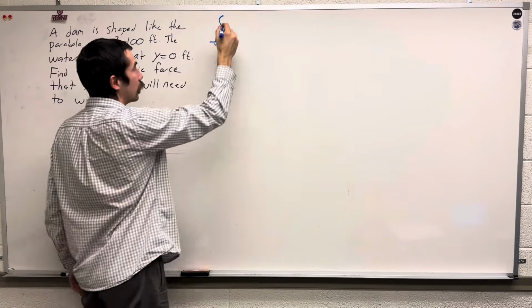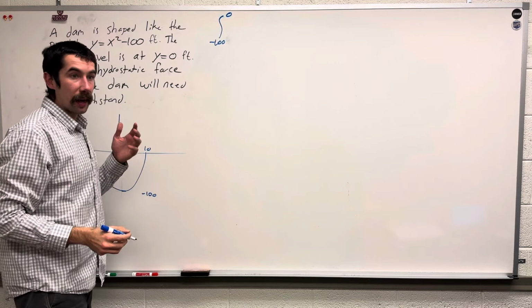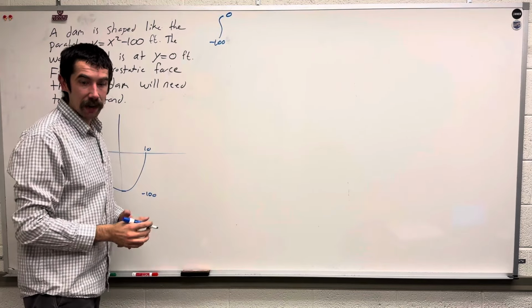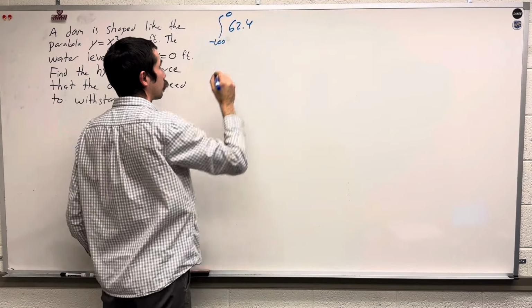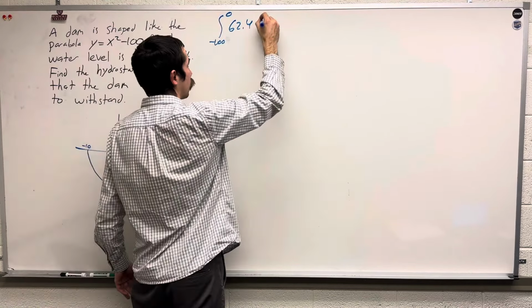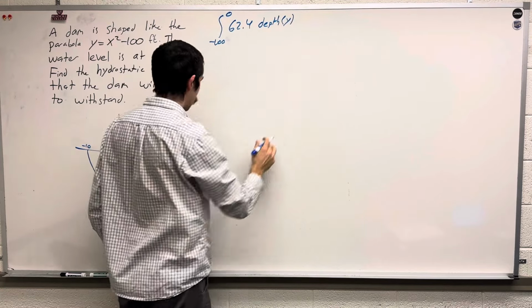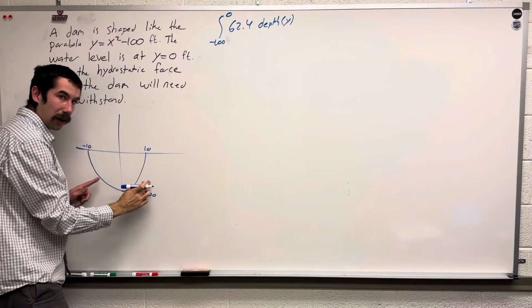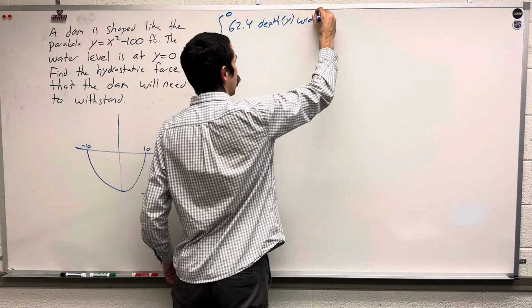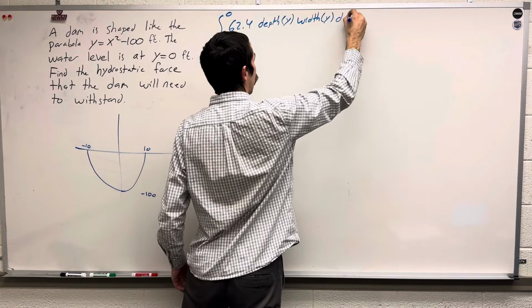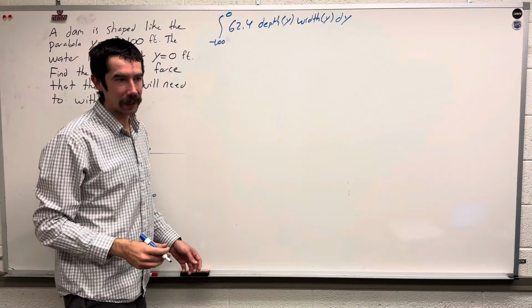All right, so the integral we're going to evaluate is the integral from negative 100, that's the bottom of our dam, to the top of our dam of the weight density of water, which is 62.4, times the depth at a particular value of y, so I'll write depth of y, times the width of our dam at that value of y, which I'll write as width of y. And we're going to integrate with respect to the variable y, but that's no different than integrating with respect to the variable x.